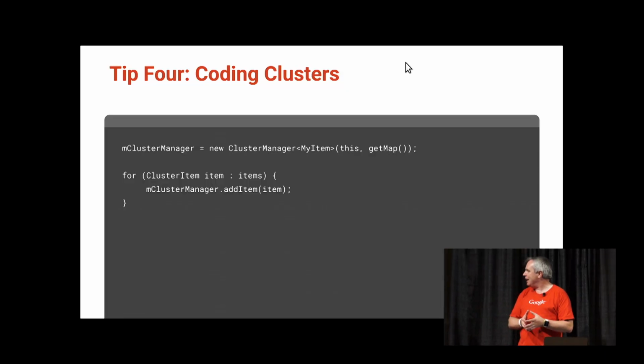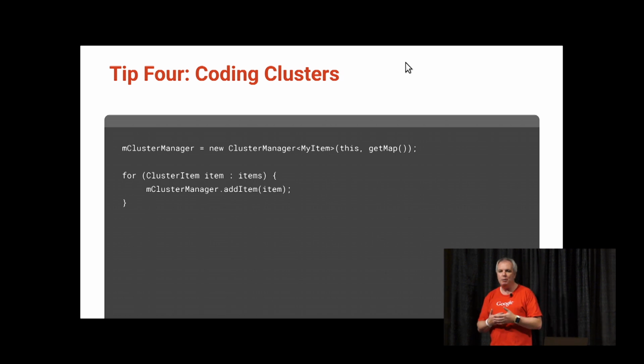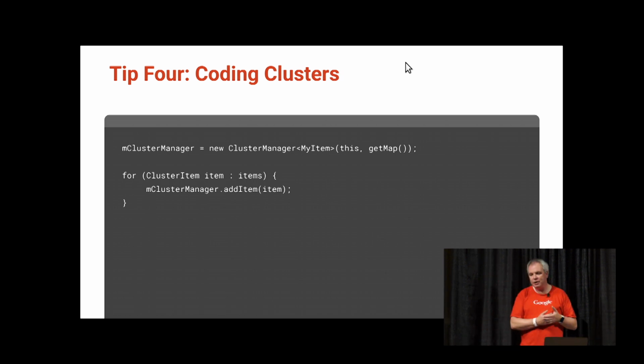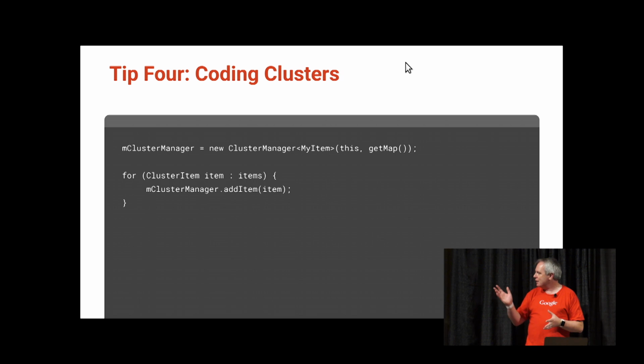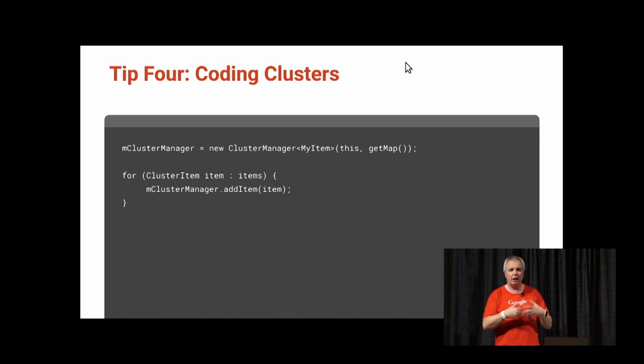I'll skip over the demo for the time being, and I'll show the code. Again, the code is really, really simple. If you're reading your clusters in, we provide an object in the utils library called a cluster manager, and you create a cluster manager for your map. As you can see here, I have a cluster manager, new ClusterManager of item, and just this.getMap. And then I have cluster items.